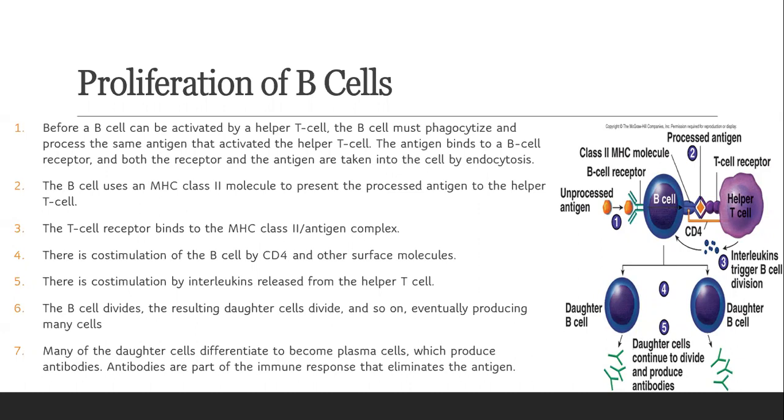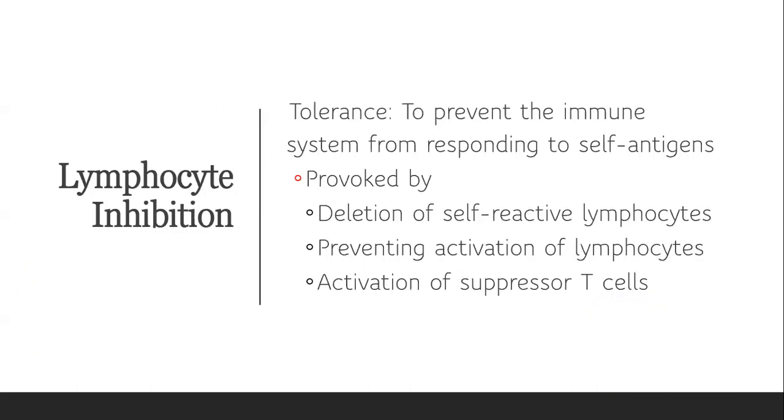So the B cell will divide, resulting in daughter cells, and will divide more to produce many cells. Many of the daughter cells differentiate to become the plasma cells, which produce our antibodies. The antibodies are part of the immune response that eliminates the antigen. So, always remember that the plasma cell is the one that produces our antibodies.